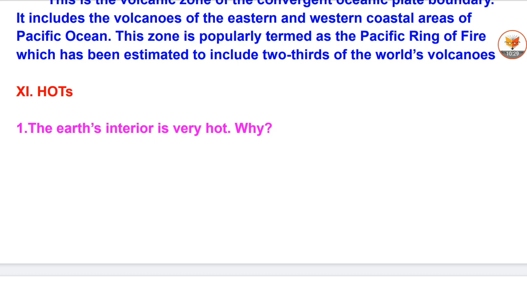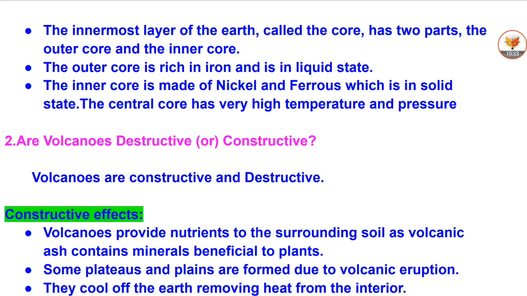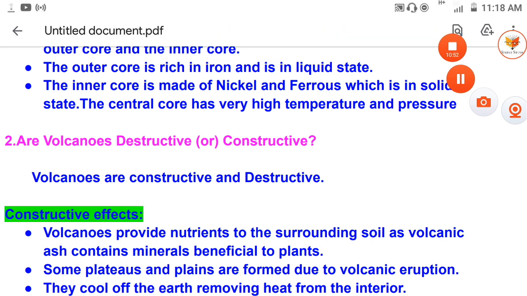XI. HOTS. 1. The Earth's interior is very hot. Why? The innermost layer of the Earth, called the core, has two parts: the outer core and the inner core. The outer core is rich in iron and is in liquid state. The inner core is made of nickel and ferrous, which is in solid state. The central core has very high temperature and pressure.